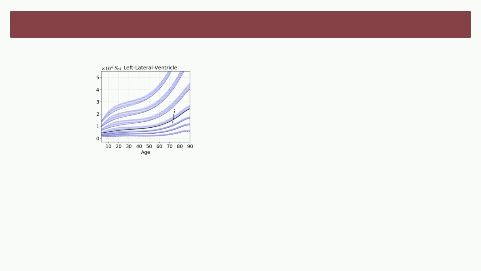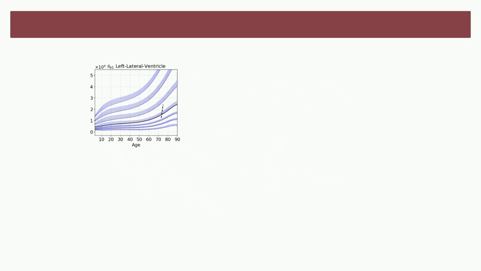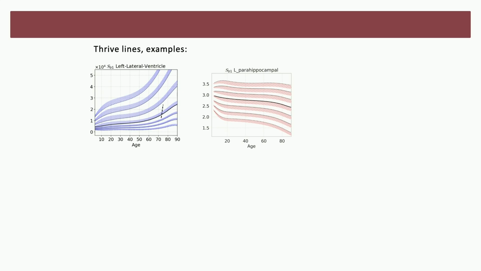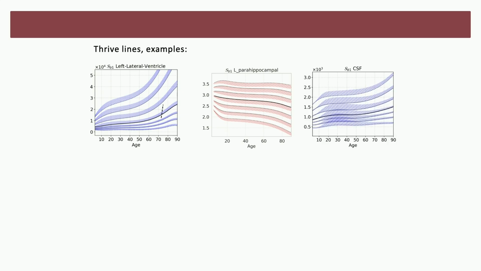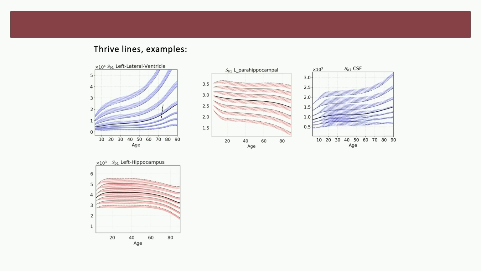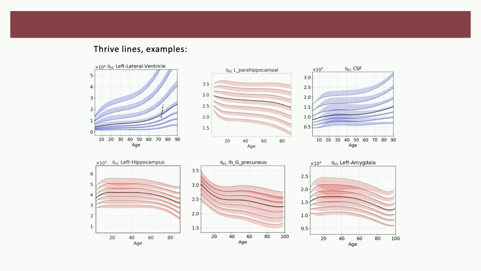This is for the left lateral ventricle, where I plotted upward thrive lines, because the left lateral ventricle gets bigger as a function of disease. For other regions, and I did it for all the FreeSurfer regions, you can plot downward thrive lines. Again, the CSF would make more sense for upward thrive lines, but you can do that for all of them, and they look very different.